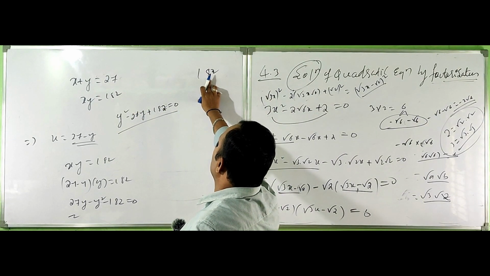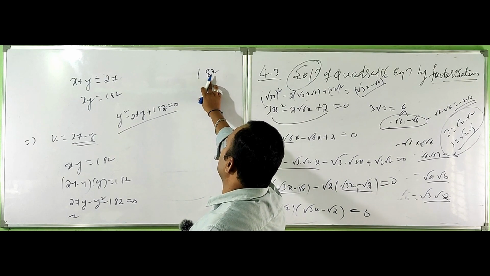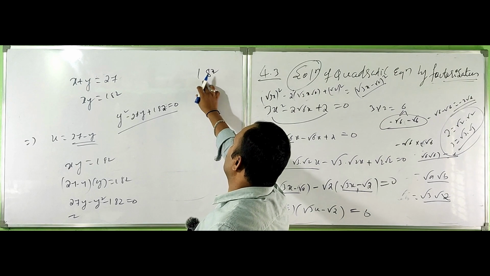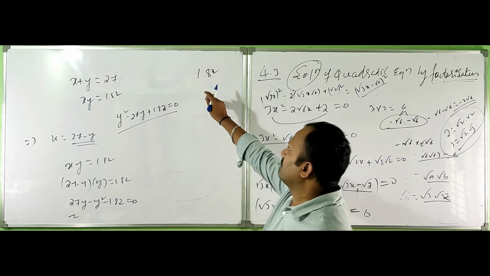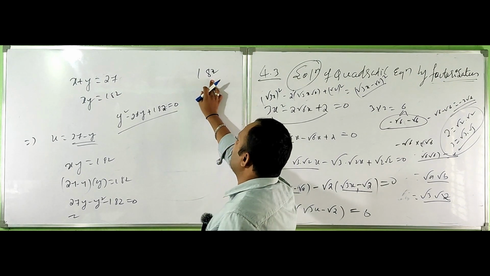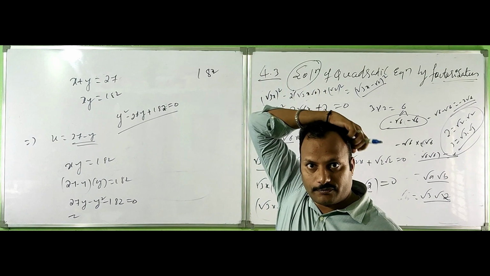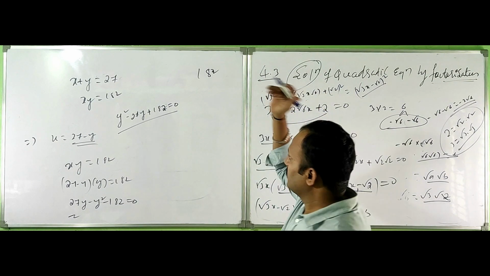11 ones are 11, 7 is there, 72 is not coming. 12 ones are 12, 6, 62, 62 is not going. 13 ones are 13, 5, 52. 13 into 52. 13 threes are 39, 13 fours are 52.